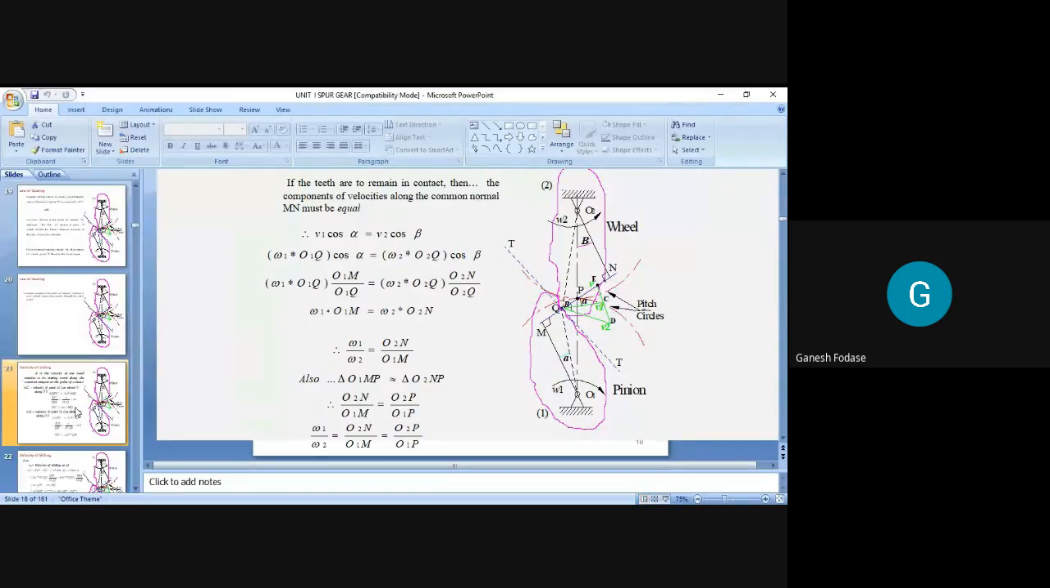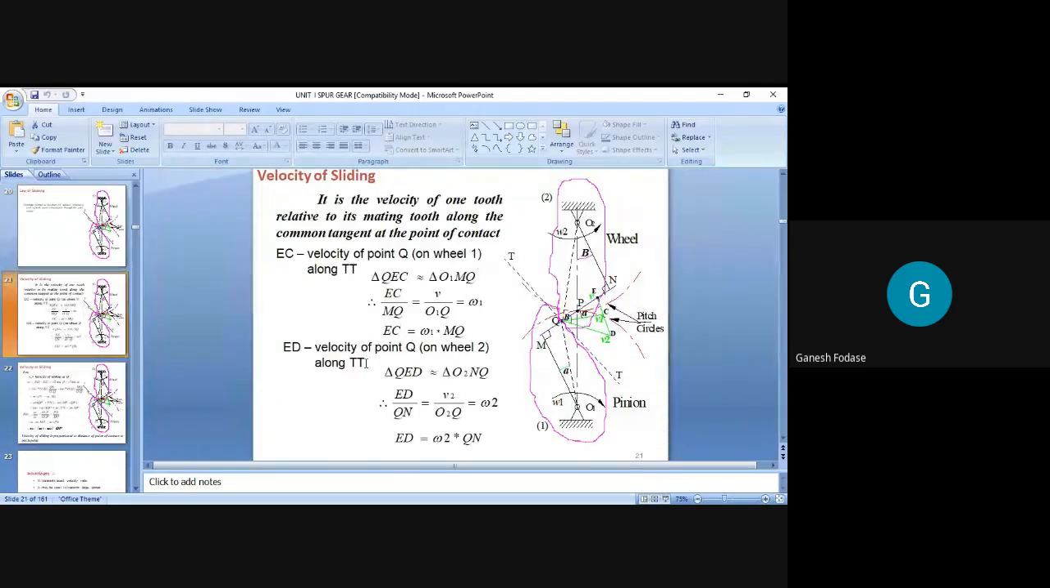With the same note, we can see the concept of velocity of sliding. As we discussed in the derivation, the velocity along the common normal will be 0, but the relative velocity along the common tangent will not be 0; it will have some component. So to determine or express the velocity of sliding, we have to consider the relative velocity along the common tangent. Remember, for the law of gearing we consider the relative velocity along the common normal, while for velocity of sliding we consider it along the common tangent. That is the start of the derivation. Then further we can easily modify and prove it.